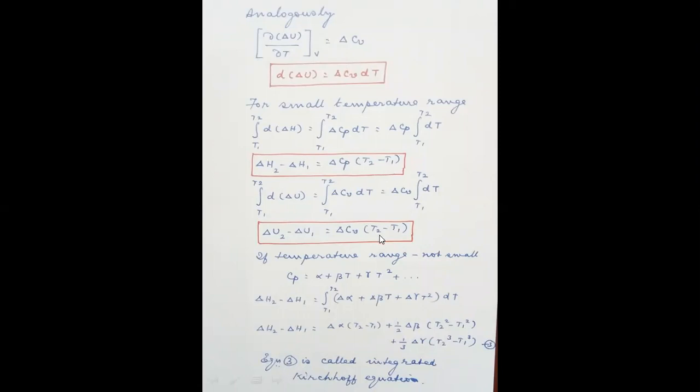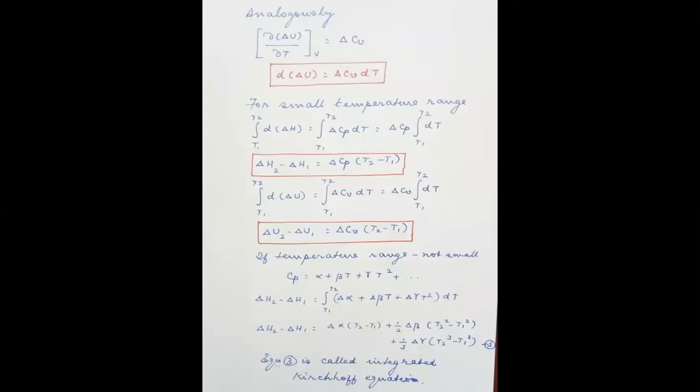Similarly, you can do the integration part for internal energy, which is delta U2, that is internal energy change at temperature 2, minus internal energy change at temperature 1, is equal to the change in the heat capacity at a constant volume into T2 minus T1. Now you know one thing, when the temperature range is not small, it is of a very big range, then we have to make some approximation.